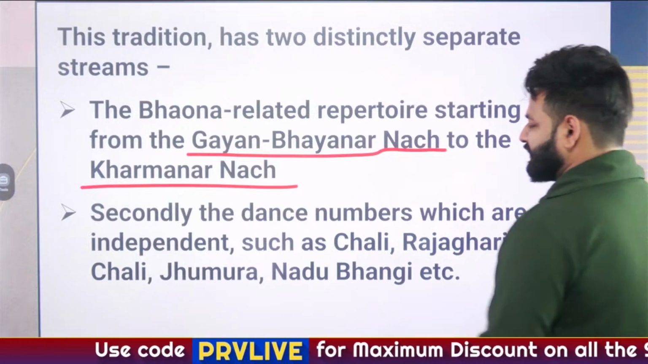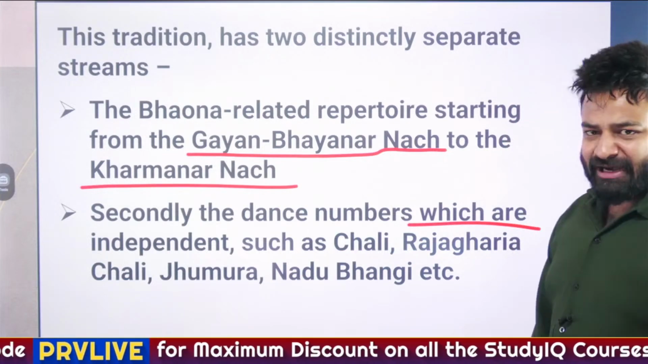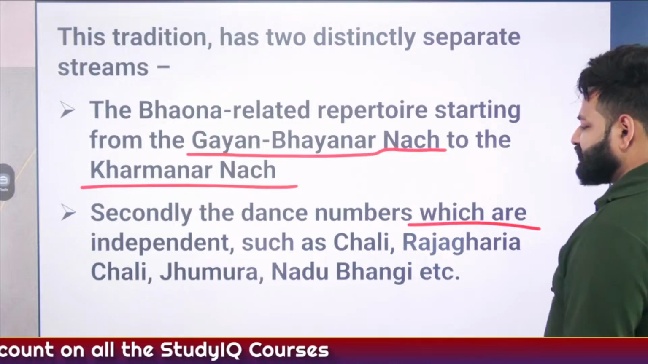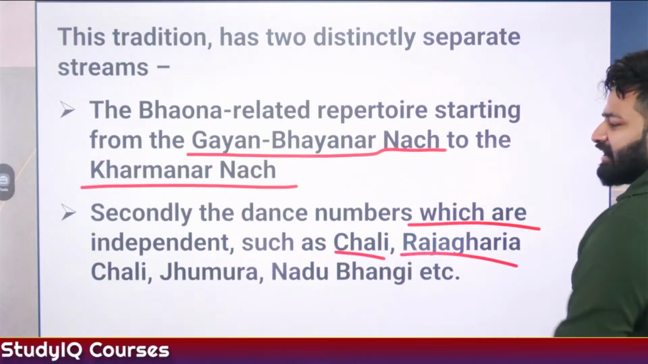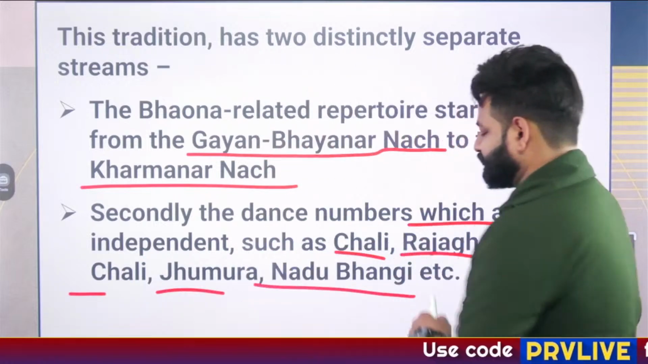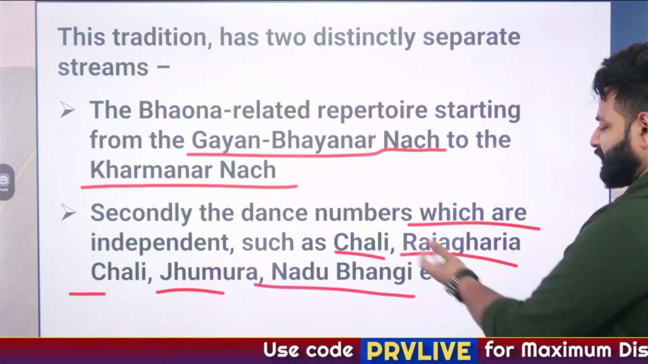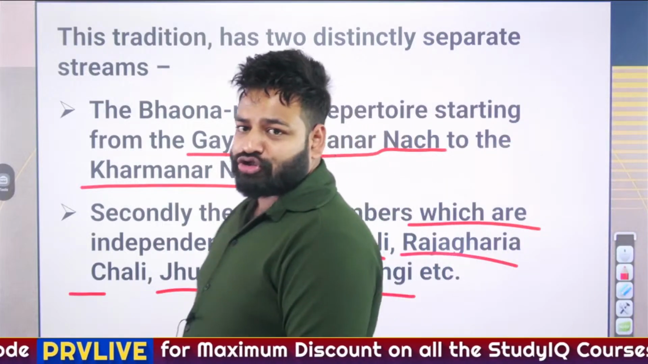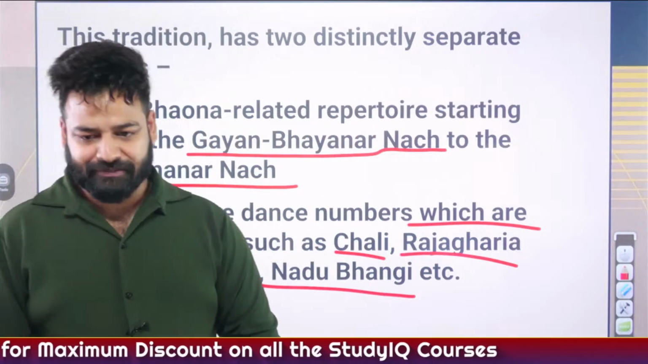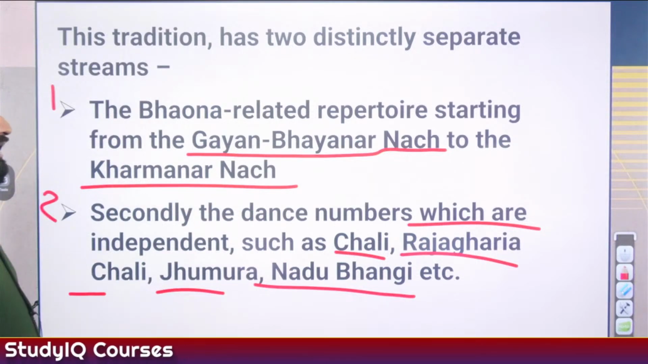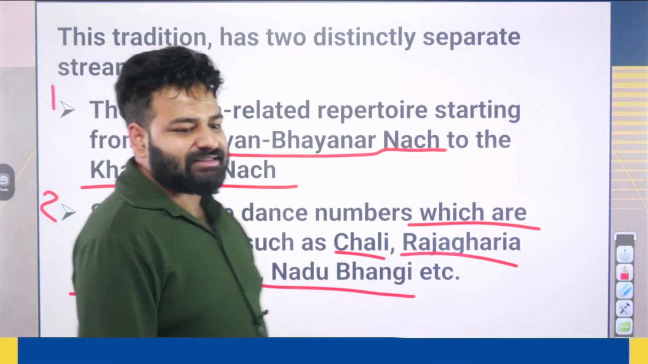Secondly, the dance numbers which are independent, performed solo, are Chali, Rajgharia Chali, Jhumura, and Nadubhangi. There are many more, but the major ones are these: Chali, Rajgharia Chali, Jhumura, and Nadubhangi. So these are the segments of the dance that is termed Sattriya.